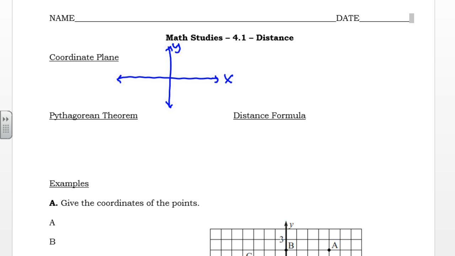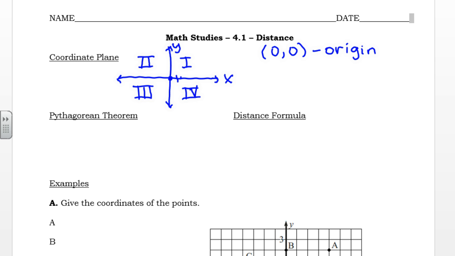The quadrant to the right of the y-axis and above the x-axis, we call that the first quadrant. And then we go counterclockwise around the origin. This would be the second quadrant, the third quadrant, and the fourth quadrant. The center of the coordinate plane where x and y meet, we call that the origin. So the coordinates are (0, 0).